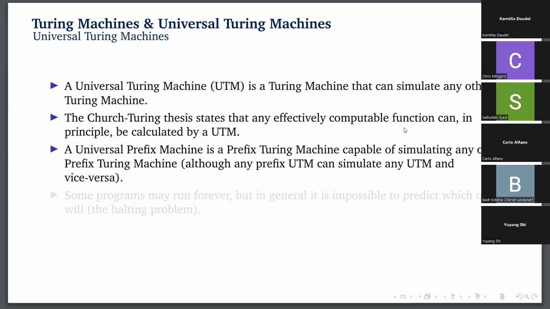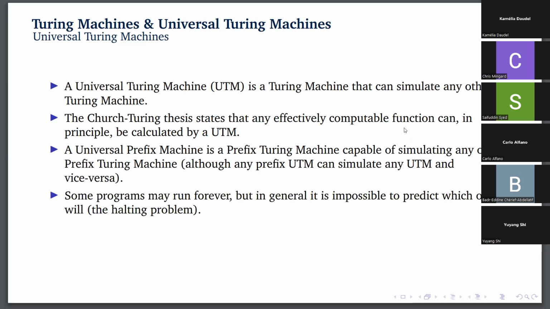And a universal prefix machine is the analogue for prefix Turing machines, although obviously any universal prefix Turing machine can simulate the behavior of any universal Turing machine, again by assumption, because if it's computable, you could compute it on any form of these Turing machines. They're very, very similar, but universal prefix machines have some very nice properties that we'll exploit later on. And again, some programs can run forever. It is generally impossible to determine ahead of time which ones will run forever, which is the halting problem.